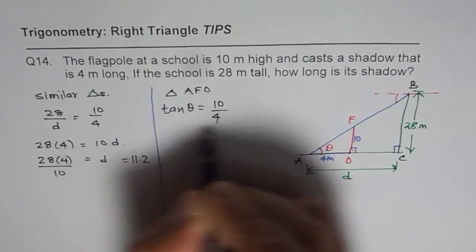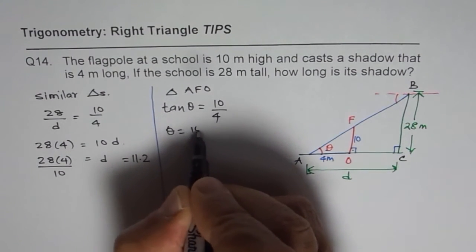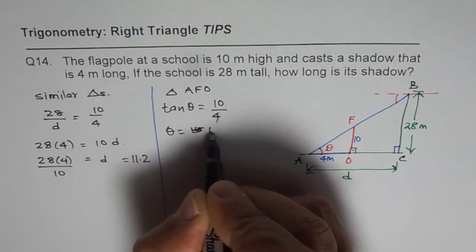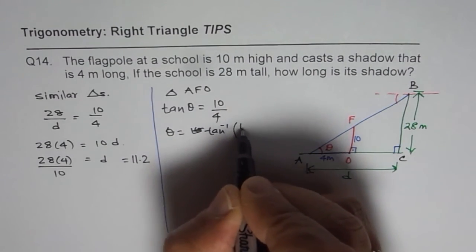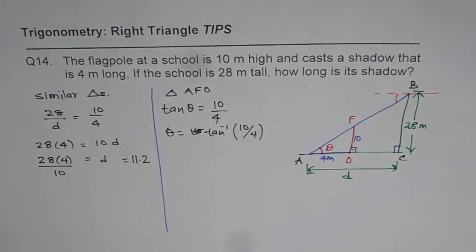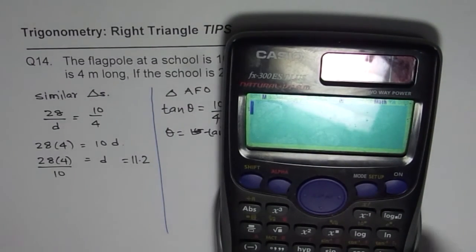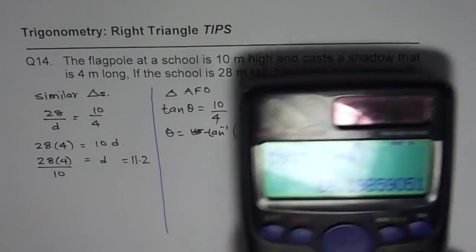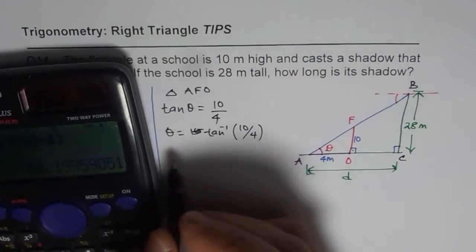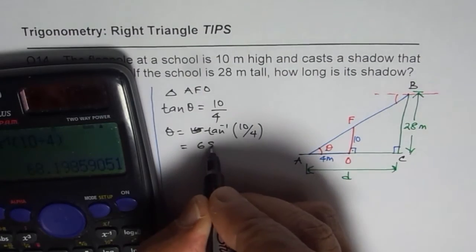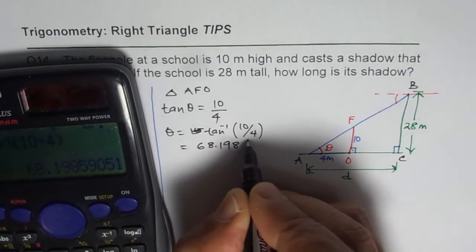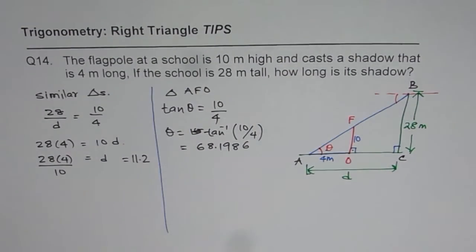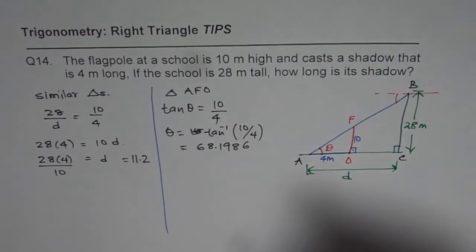So from here we can find what theta is. Theta equals tan inverse of 10 over 4, correct? So we can use the calculator: shift, tan inverse, 10 divided by 4, bracket close, equals 68.1986. Always use 4 decimal places. So it's good to use 4 decimal places. So we know theta now.